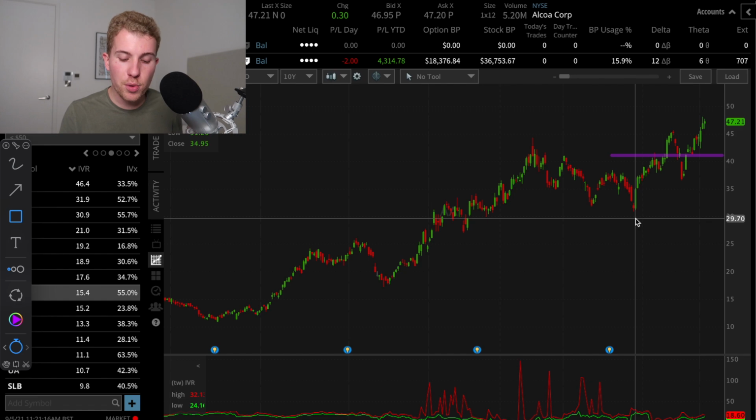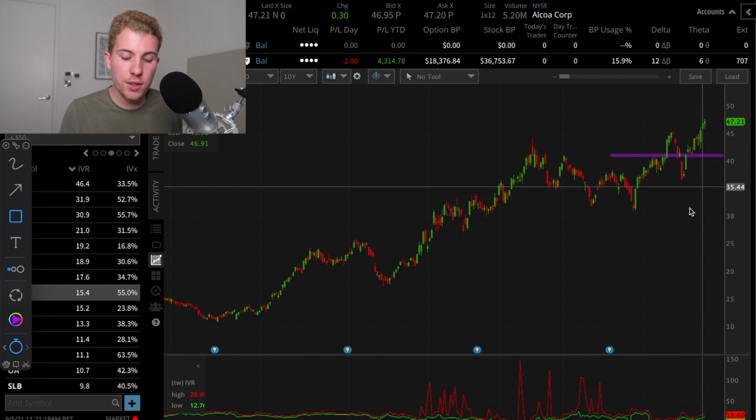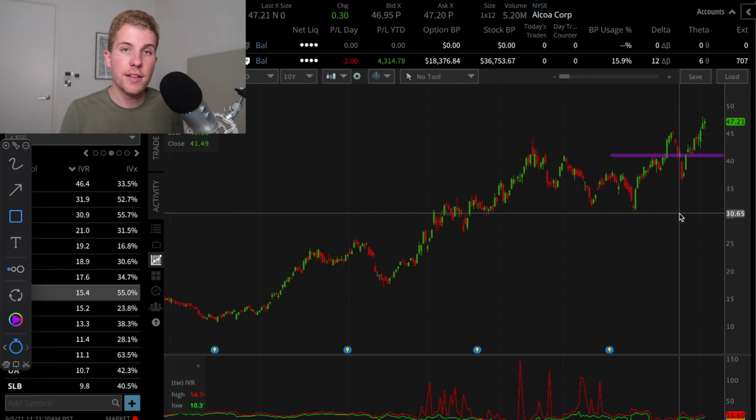Either the stock stays above that purple line, which is the $41 per share level, and in that case, nothing happens, and you can keep selling another cash secured put again, or the stock goes down below that threshold, and in that case, you're getting assigned and you need to provide 41 times 100, because there are 100 shares in one option contract, and you need to provide $4,100 worth of assignments.